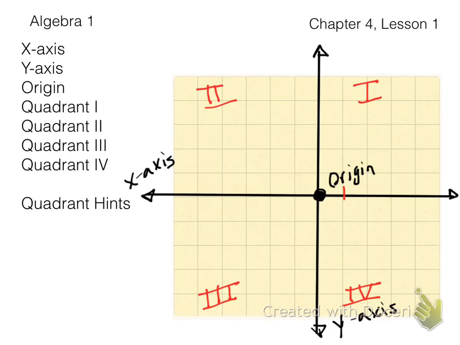So if you know that this is 1, 2, 3, 4, because you remember they're actually number lines. This is -1, -2, -3, -4, and so on. This is +1, +2, +3, +4. This is -1, -2, -3, and -4.